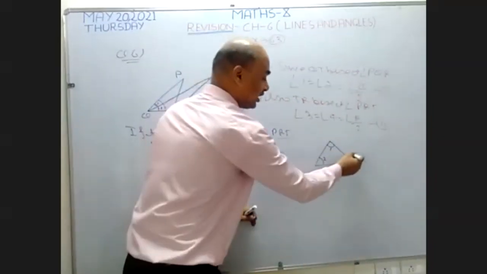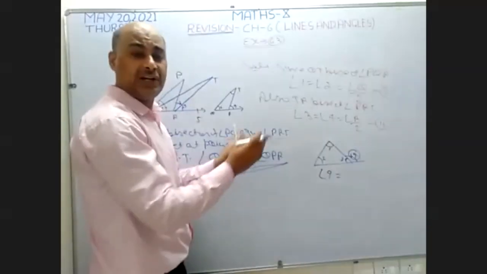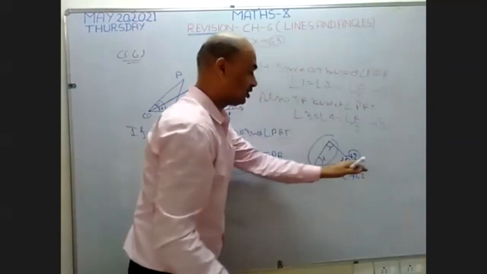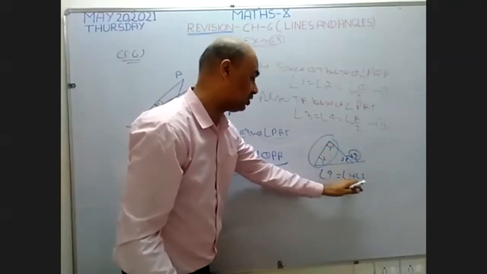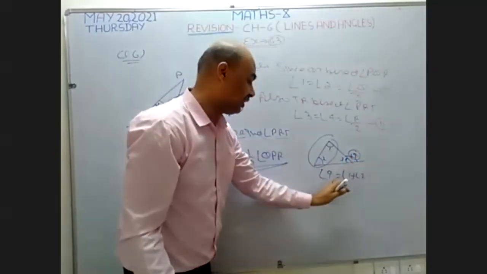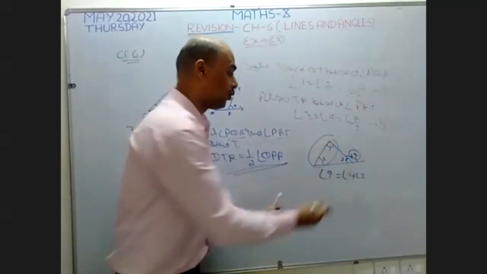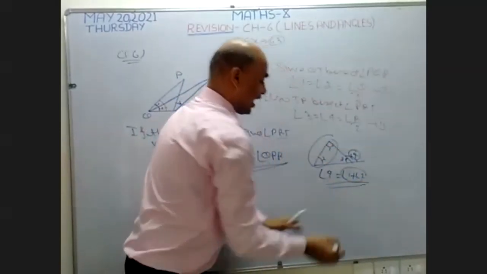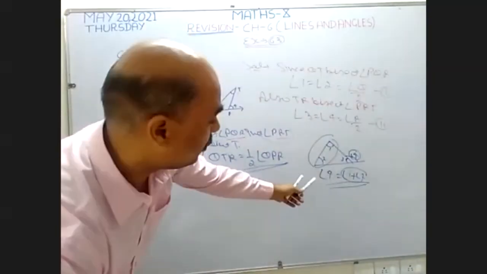The property is: the exterior angle of a triangle is equal to the sum of the opposite two interior angles. Opposite means these ones, angle 1 plus angle 2. This exterior angle 4 is equal to the sum of these two angles. This property is known as the exterior angle property. Clear, beta? Clear, sir.